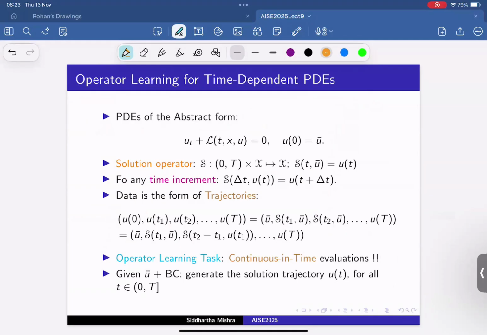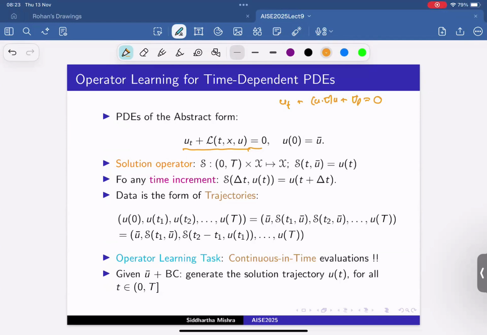We have to start with some math. So now time-dependent PDEs have a very abstract, or the most abstract, form. We can write them like this. You can think of the Navier-Stokes equation. So the momentum equation would be u_t plus u dot grad u plus the gradient of p equals 0. So this is the Navier-Stokes equation. I'm not writing the continuity equation, it's implicit.